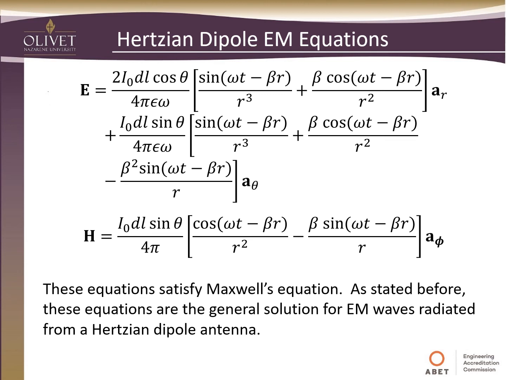So as I said, these are the general equations. They satisfy Maxwell's equations, and this is the general solution for a Hertzian dipole antenna. And that's the only antenna at this point. You have to rederive this for each different type of antenna. Luckily for us, for all the common antennas, these have already been derived, and you can look them up if and when you need them.